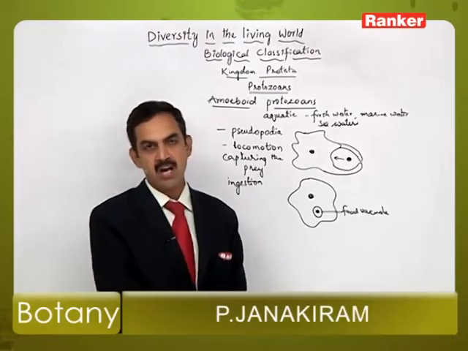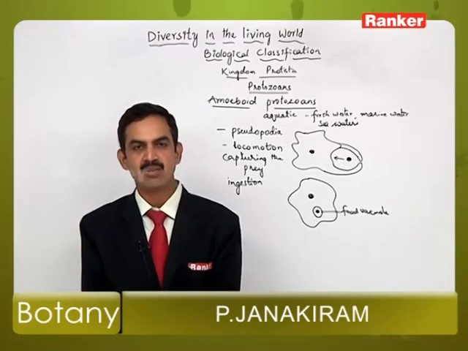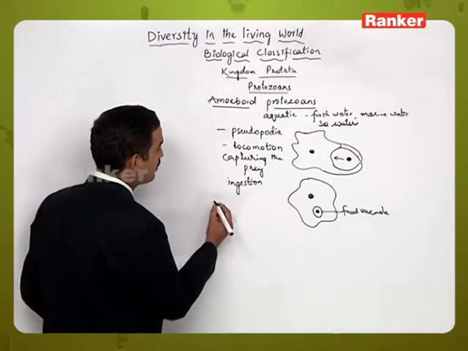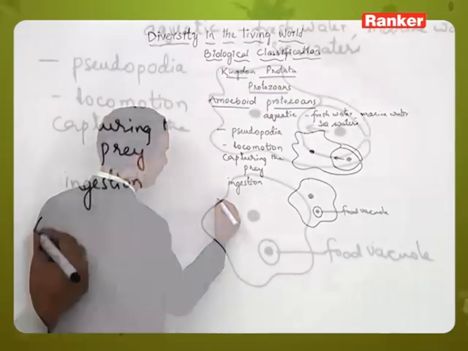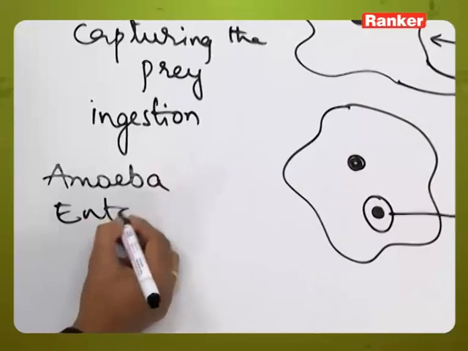So pseudopodia have two functions: helping in locomotion and also in capturing the prey or food. The members belonging to amoeboid protozoans are amoeba and entamoeba.